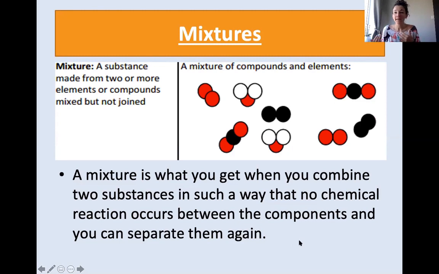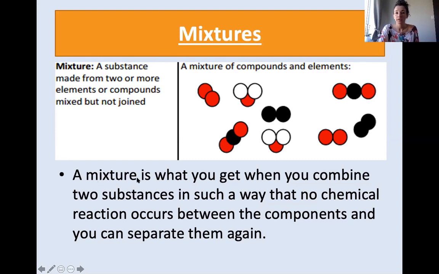Okay, and finally, a mixture. This is the other term you might have heard of. A mixture is two or more different types of atom. So it could be different types of elements or compounds, but they're not chemically joined together. They could be a mixture of compounds, though, which themselves are joined together. So here we can see we've got a mixture of compounds and elements. That's like air. Air is a mixture of compounds and elements. Some of them are joined in compounds, but as the mixture, they're not chemically joined together.